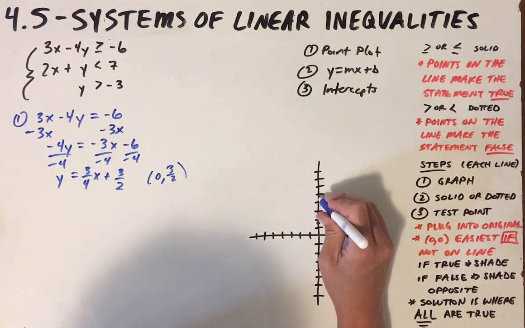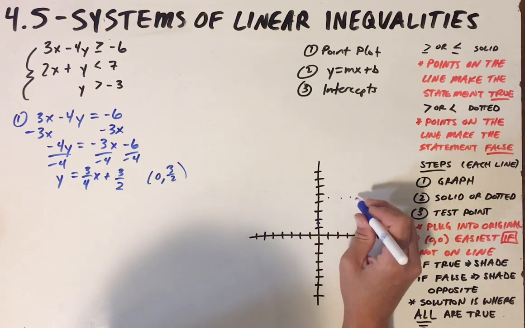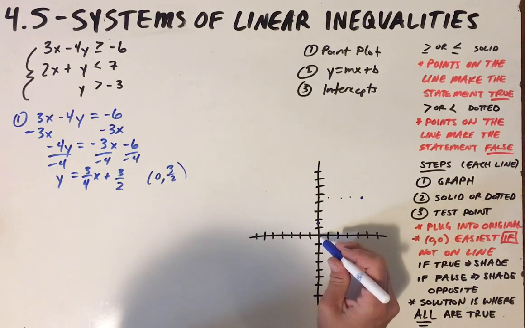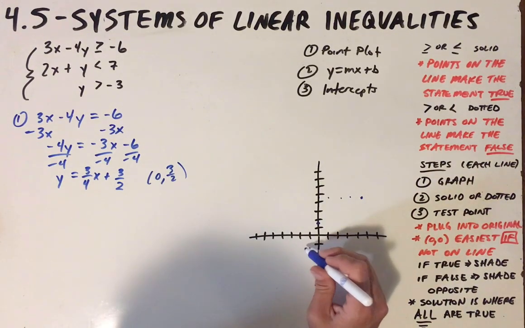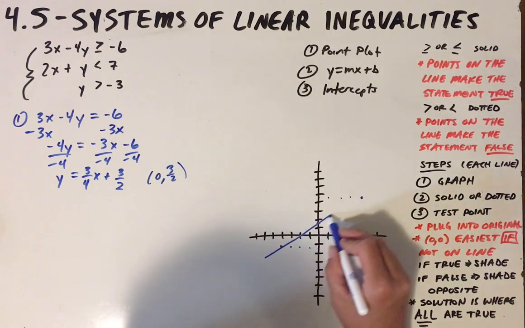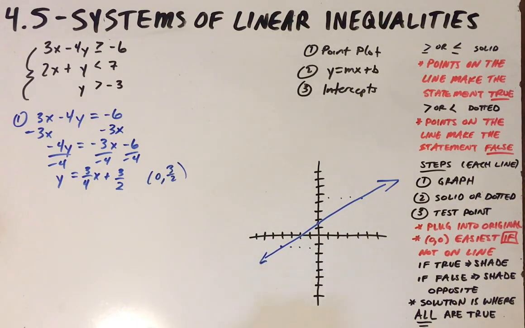1, 2, 3, and right 1, 2, 3, 4. Okay, which is the same thing as down 1, 2, 3, and back 1, 2, 3, 4. All right, so my blue line is going to look like this. That might be one of the best lines I've ever drawn. Okay, so I've graphed my blue line.